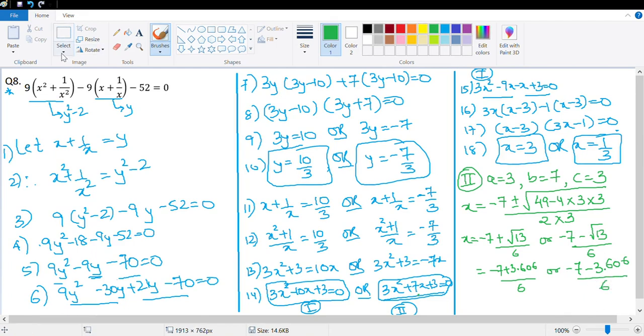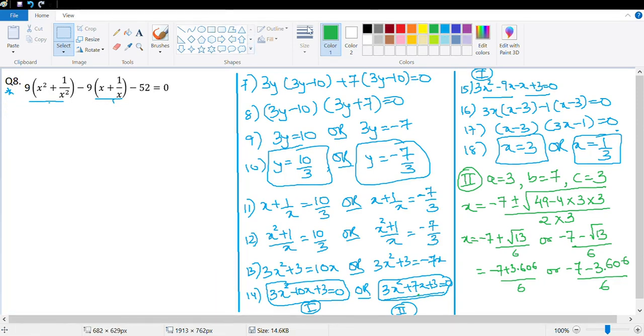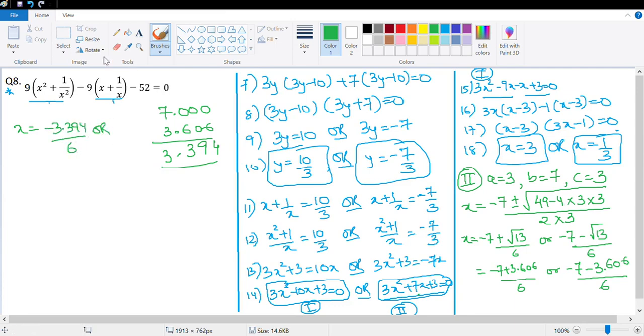Now I'll need some space, so let me just erase this first part of the question that we've finished. Right, so what we have now is x is equal to negative 7.000 plus 3.606. So 10 minus 6 is 4, 9 minus 0 is 9, 9 minus 6 is 3, and 6 minus 3 is 3. So this is negative 3.394 upon 6, or the other one is negative 7 minus 3, so that's negative 10.606 upon 6.